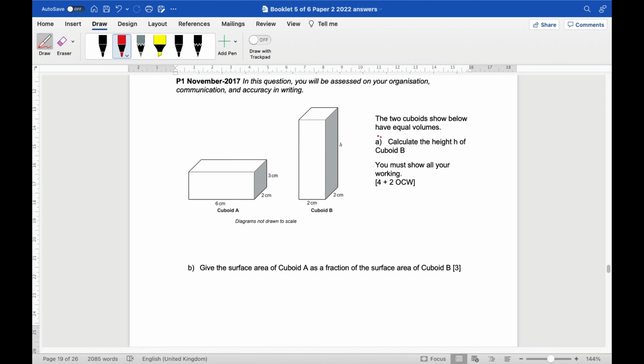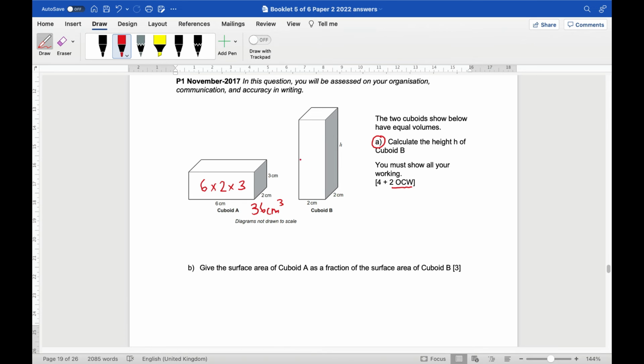Part A, I know people are missing the questions which I've written on the side here. The two cuboids shown below have equal volumes. So this one is 6 times 2 times 3. You need a bullet point. The volume of cuboid A is, right? And your answer would be 36. And again, give your unit, centimetres cubed. You get that wrong, you drop a mark, right?